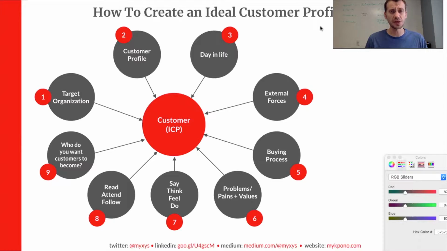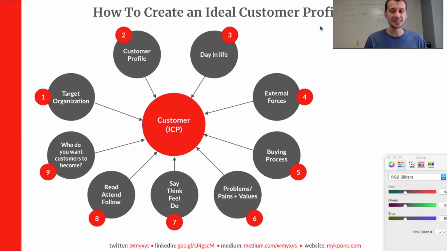Step number 3, understand the day in the life of your customer, meaning what their responsibilities are, what goals and objectives they're trying to reach, what challenges they face, what success metrics they use to measure their goals, and what they report on.